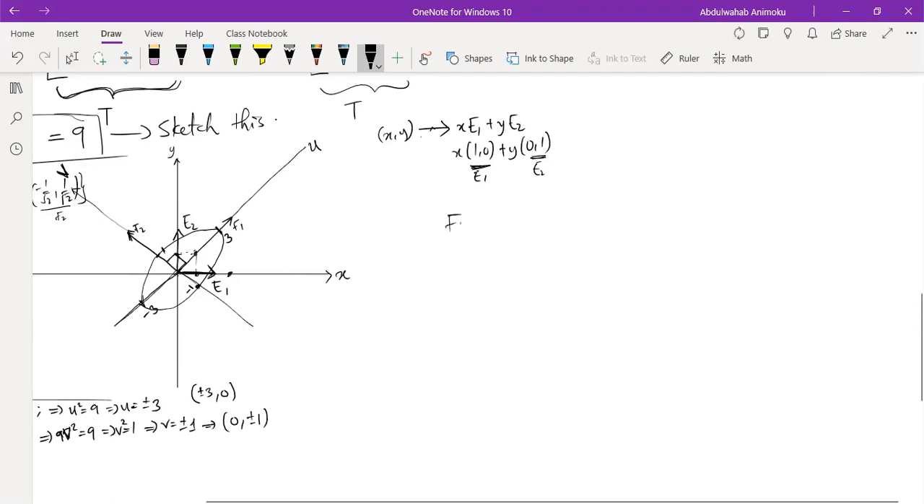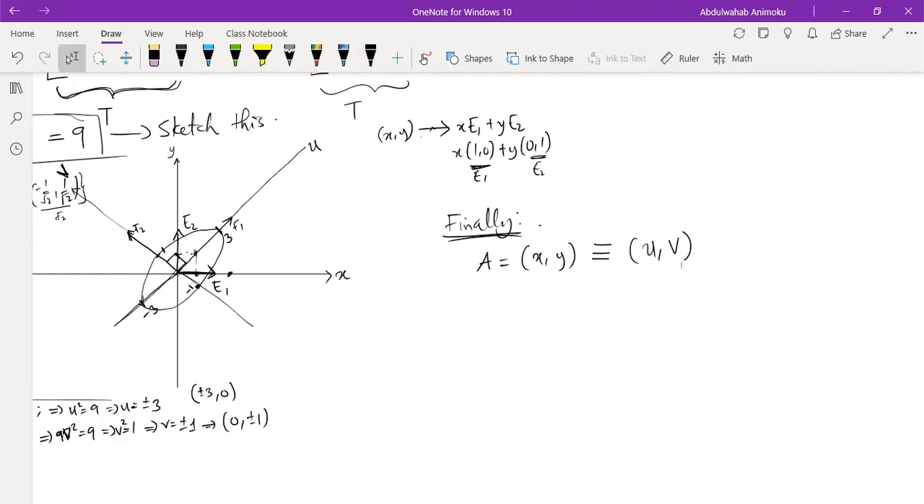So finally, if we have a vector A in XY coordinates, we said this vector is also equivalent to a vector. This same vector can be written in terms of what? UV coordinates. So what I mean basically is this. Notice that, for example, F1, right? In terms of UV coordinates, you can see that it is what? 1, 0, right? In terms of UV coordinates. So what I mean is, if you look at F1, in XY coordinates, we got it as what?